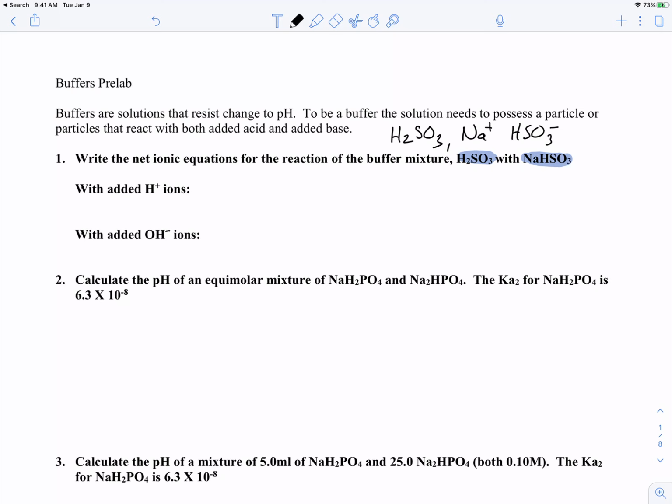So if hydrogen ions were added, they would grab onto the bisulfite ions, forming the sulfurous acid molecules, and therefore the hydrogen ions were not allowed to change the pH of the solution. They were not allowed to lower the pH.